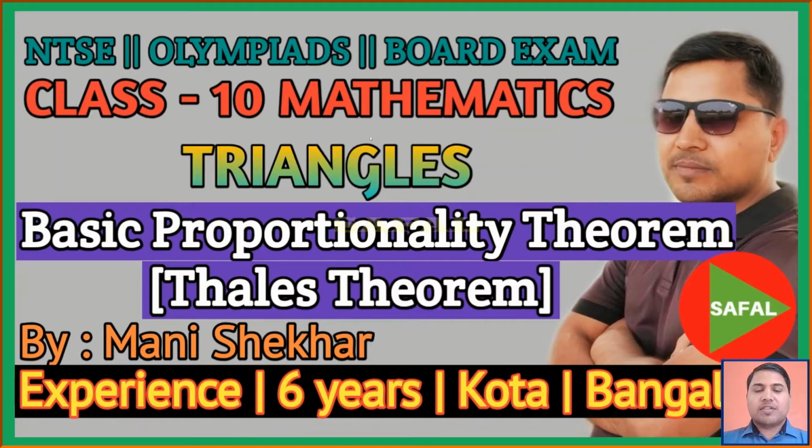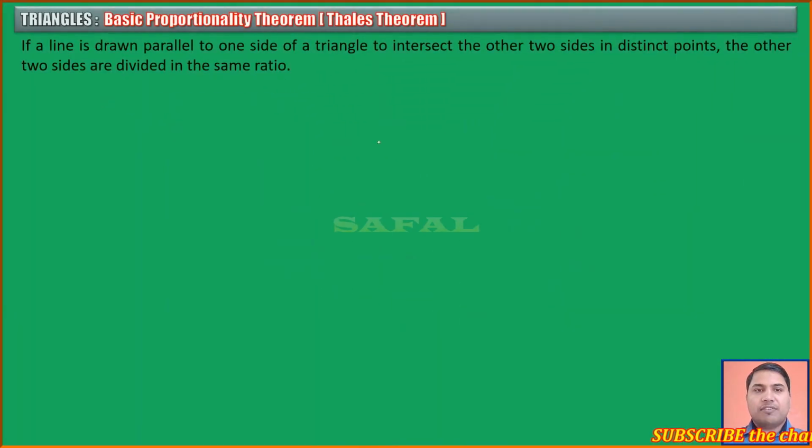In today's lecture we are going to see the basic proportionality theorem, also known as Thales theorem. So let's see the statement of this theorem. If a line is drawn parallel to one side of a triangle to intersect the other two sides in distinct points, the other two sides are divided in the same ratio.